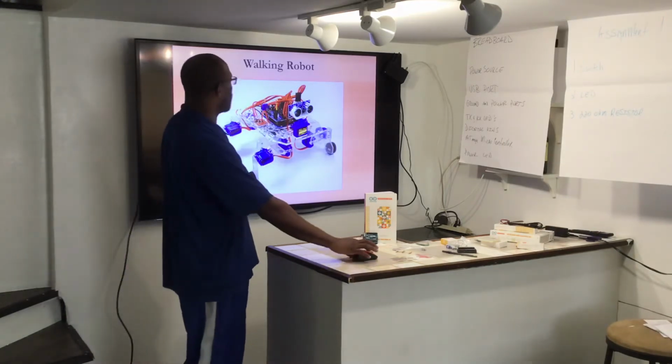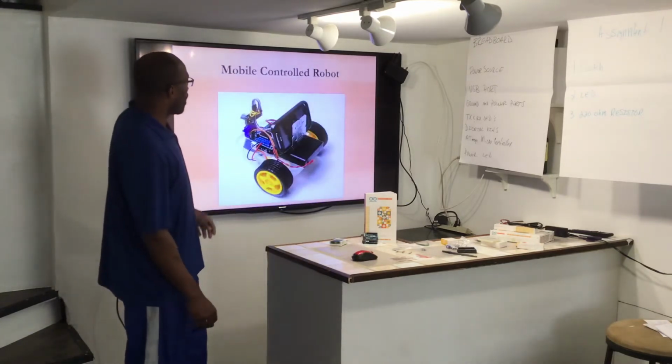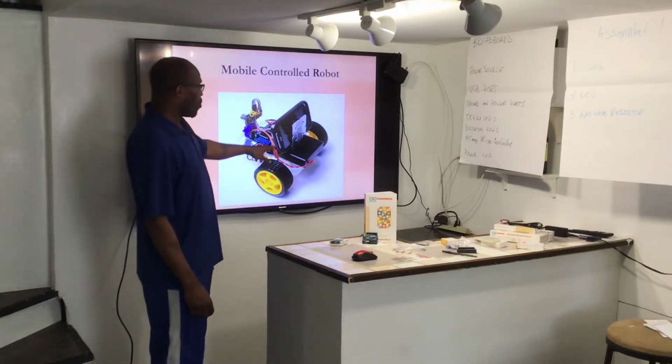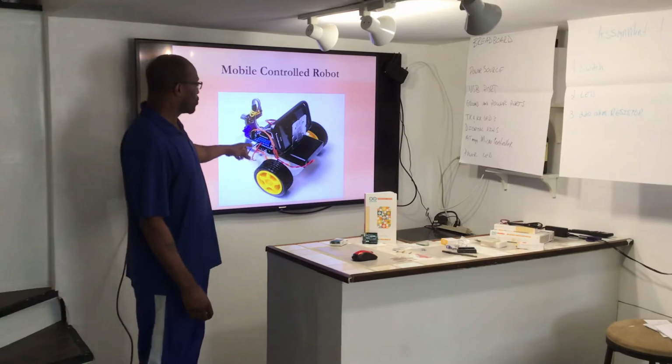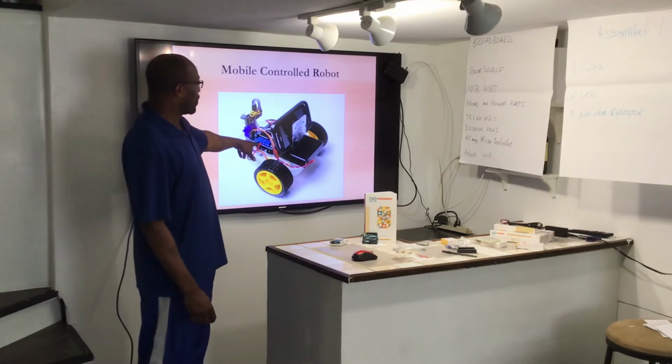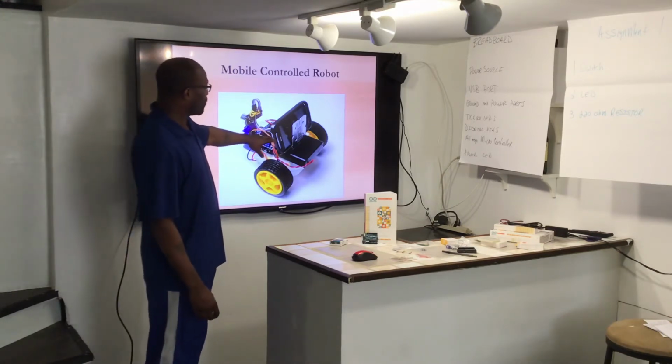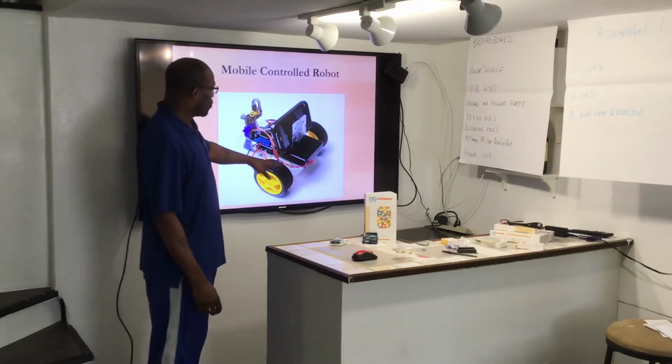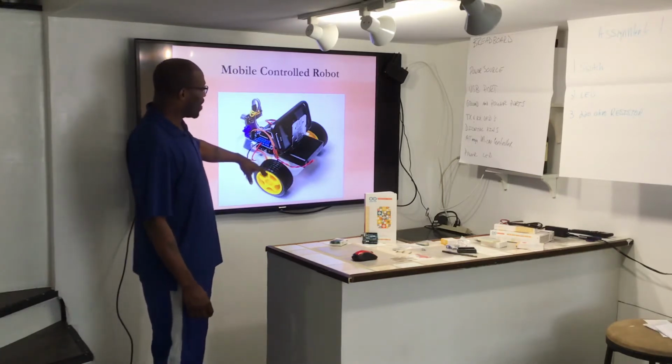All right, so this is called a walking robot. It's a mobile controlled robot where you can use your cell phone in order to control the Arduino, which sits behind the cell phone, mounted onto a little breadboard that you have.